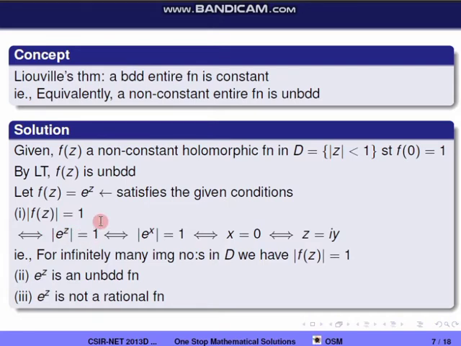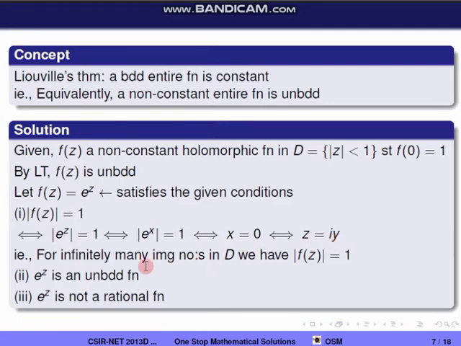If I substitute z is equal to x plus iy, we will get mod e power x plus iy, that is equal to mod e power x into mod e power iy. And we know modulus e power iy is equal to 1. Therefore, this implies mod e power x equal to 1. So, mod e power x equal to 1 implies x equal to 0. That is, z is equal to iy. That is, z is purely imaginary.